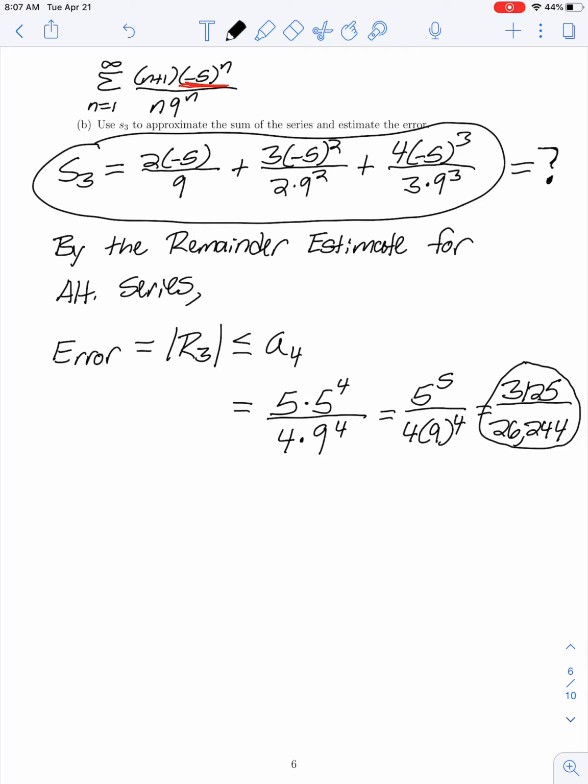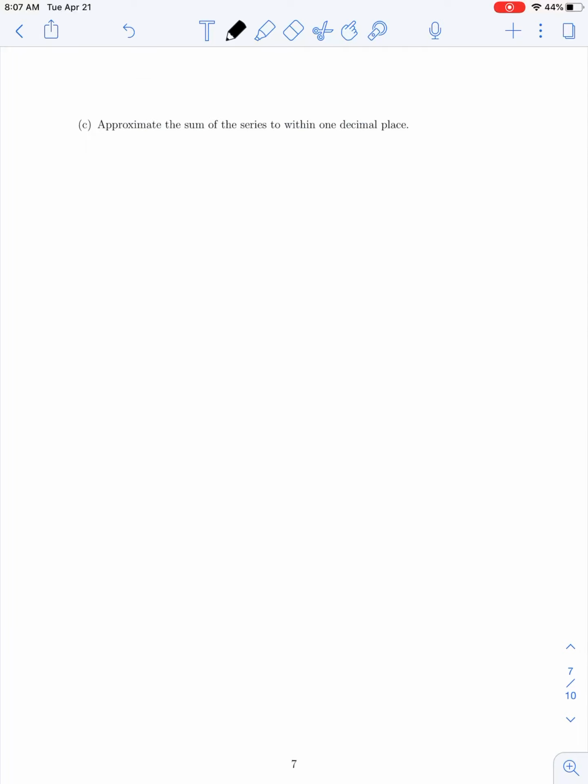So in the last part of this example, we're told, what if we needed to approximate the sum of this series to accuracy within 1 decimal place? So to get accuracy to within 1 decimal, we would need the error in our approximation to be less than 0.1 or 1/10. So let's see how many terms we would need to add to get that accuracy.